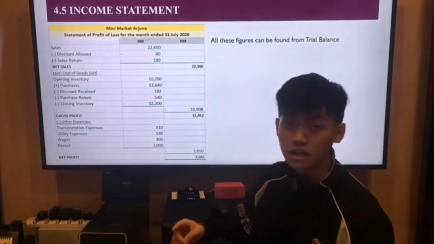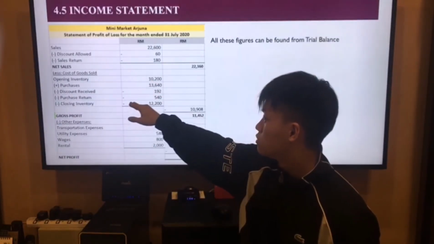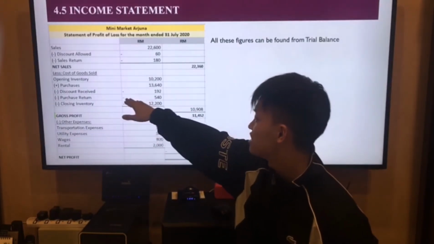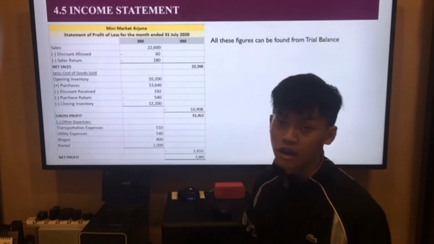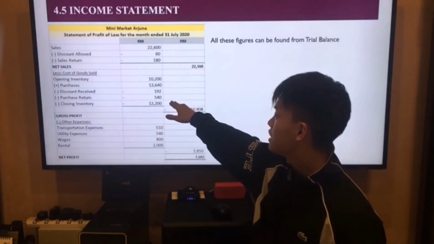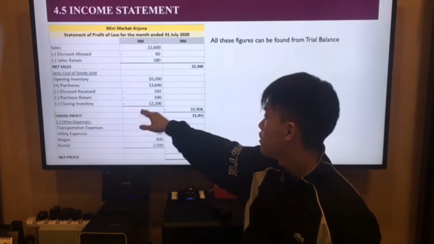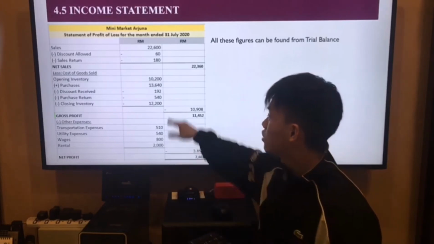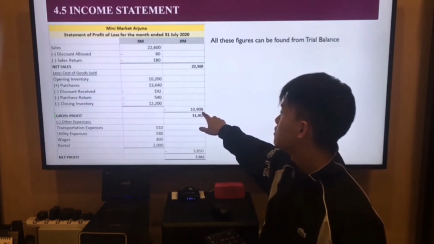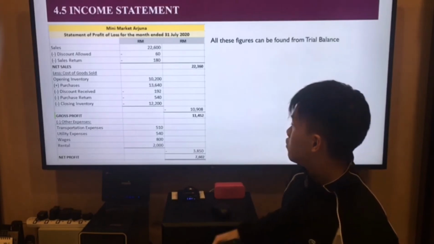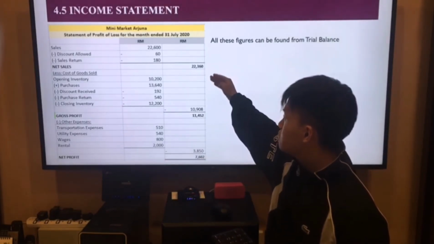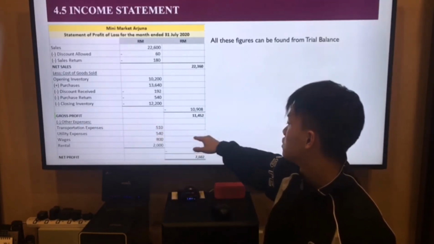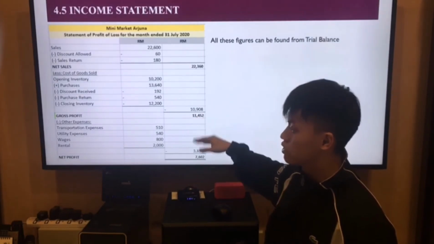Don't forget, after that we shall deduct the cost of goods sold. We have the opening inventory here, which is 10,200 ringgit. Then we add on purchases, which is 13,640 ringgit. After that, we deduct discount received, which is 192 ringgit, purchase return 540 ringgit, and closing inventory 12,200 ringgit. After that, we add up this amount and we get 10,908 ringgit. We take 22,360 ringgit and deduct 10,908 ringgit. Then we get the gross profit, which is 11,452 ringgit.